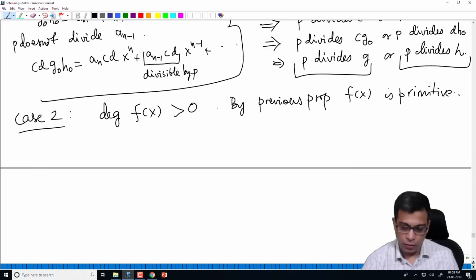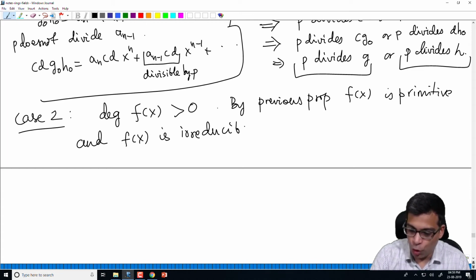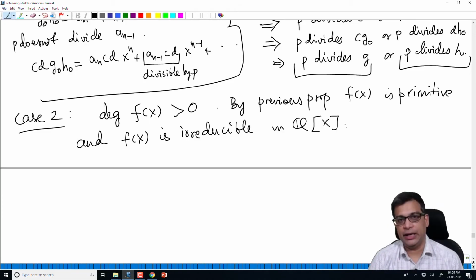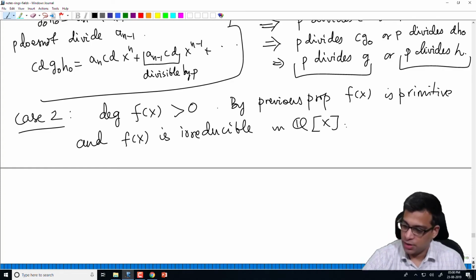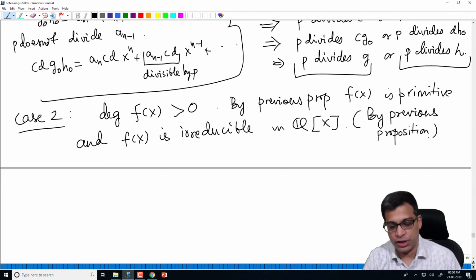So f is primitive and f is irreducible in Qx. Right? So we know both of these facts. Any positive degree irreducible polynomial in Zx is primitive and it is also irreducible in Qx. This is by the previous proposition. This is really the only fact we need to know. The rest, as you will see, is very easy. By the previous proposition, any irreducible integer polynomial whose degree is positive must be primitive and it is irreducible in Qx.